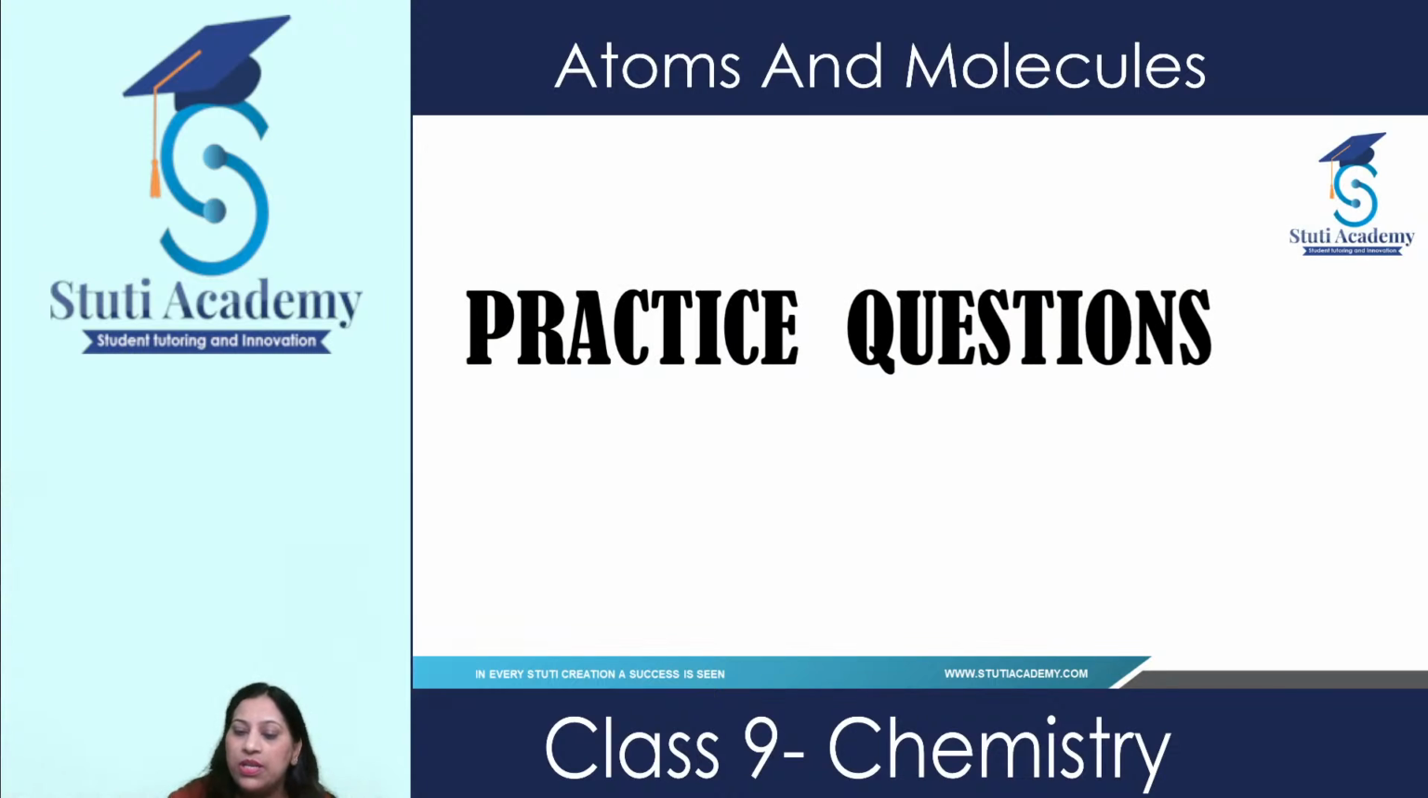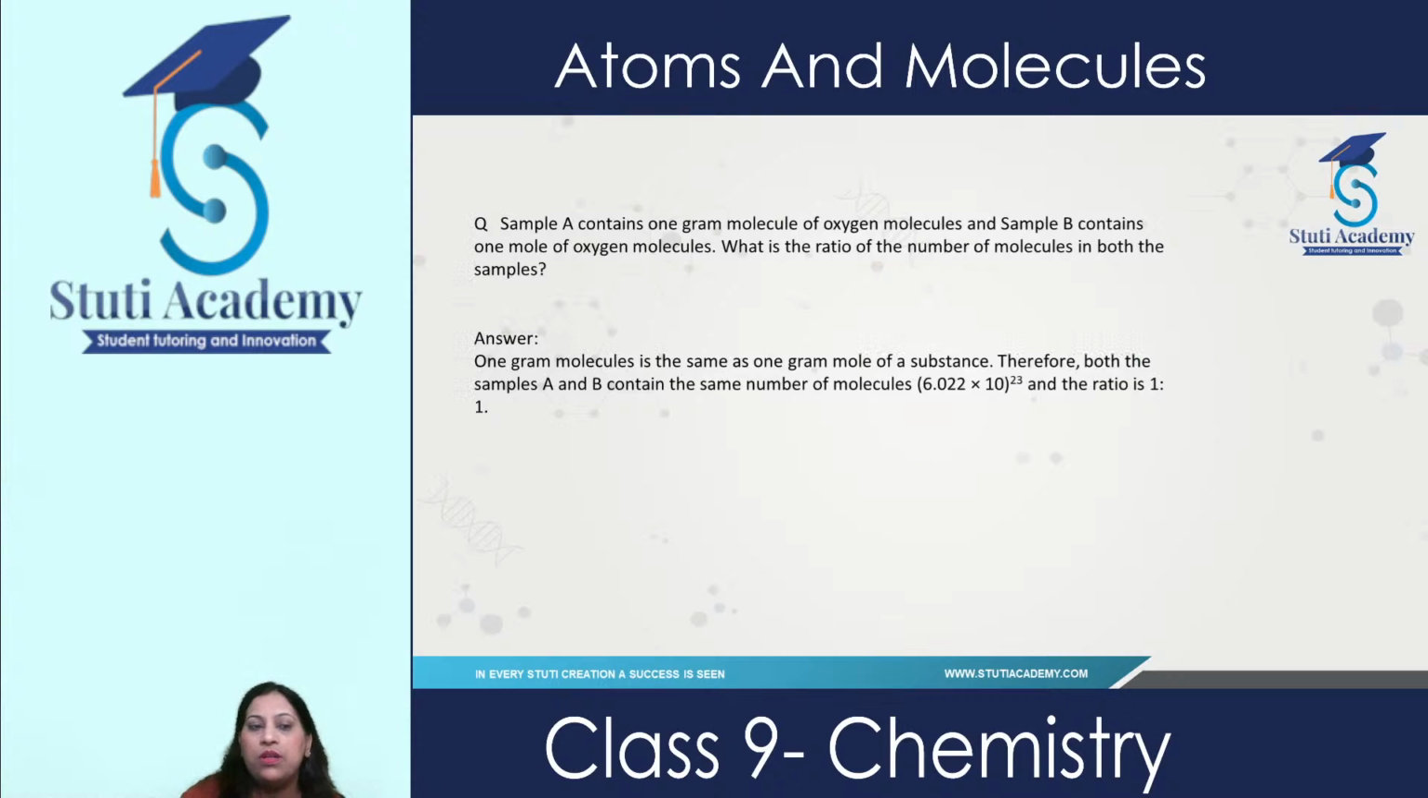Now there are some very important questions from this chapter, so let's discuss those question answers. Question number 1 is: sample A contains 1 gram molecule of oxygen molecule and sample B contains 1 mole of oxygen molecule. So we have two samples, A and B. In sample A, 1 gram molecule of oxygen is present, and in sample B, 1 mole of oxygen molecule is present. What is the ratio of the number of molecules in both the samples?